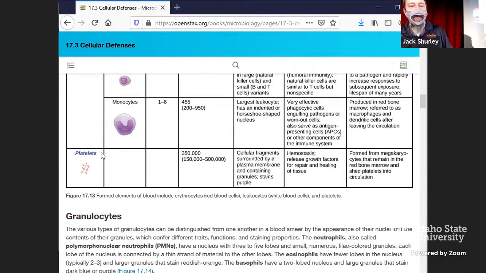Lastly are the platelets. These guys down here are fragments. We showed last time those megakaryocytes that basically get fragmented, and it's bits of those that are the platelets. They look like very small nucleated cells, but they're really not an intact cell. It's just a fragment.